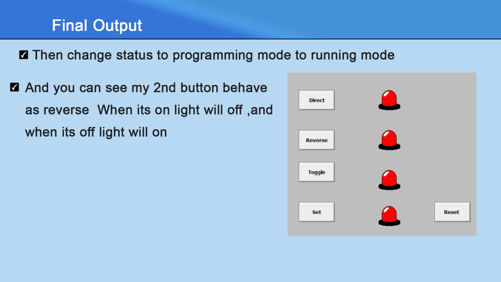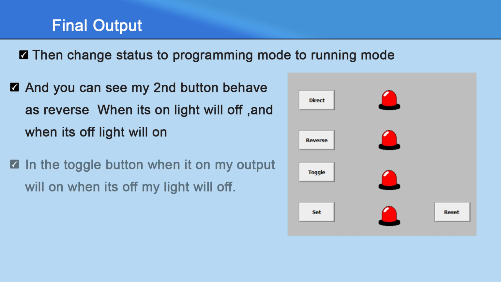Which means, as the name indicates, when it is on the light will be off, and when it is off the light will be on. Just the reverse. In the toggle button, when it is on my output will be on, and when it is off my light will be off, like we use in our daily home appliances, just the on-off condition.